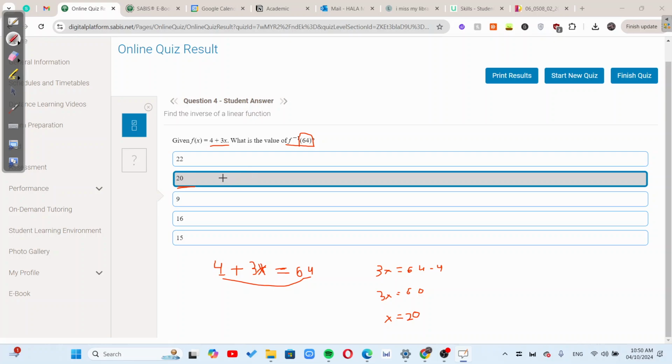Just do this whenever you see a number. If you see a letter, if you see x here, or any letter, there's a different way to do it. But whenever you see a number here, just do this: the equation equals your number. That's it. See? X equals 20. So now we're gonna go to the next question.